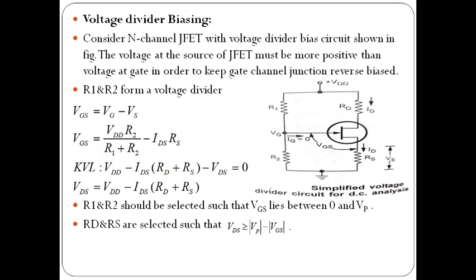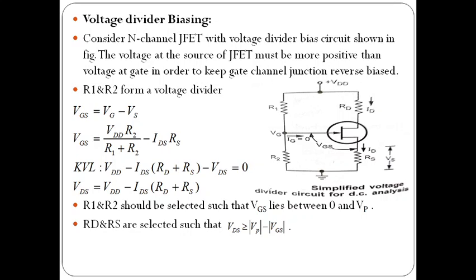So we know R1 and R2 form the voltage divider network. It was already discussed in the BJT amplifiers. From this we can write VGS equals VG minus VS. The voltage drop across R2, VG, is similar to VB in the BJT. So VG equals VDD into R2 by R1 plus R2, from the voltage division rule.